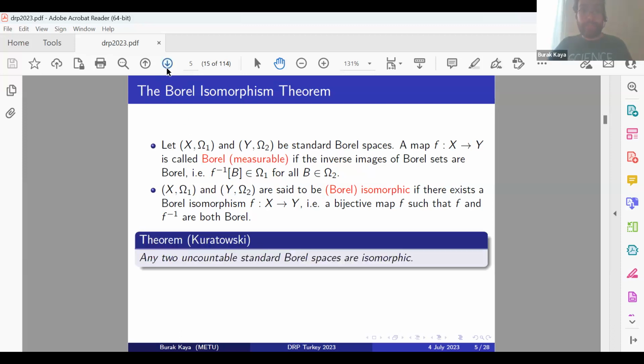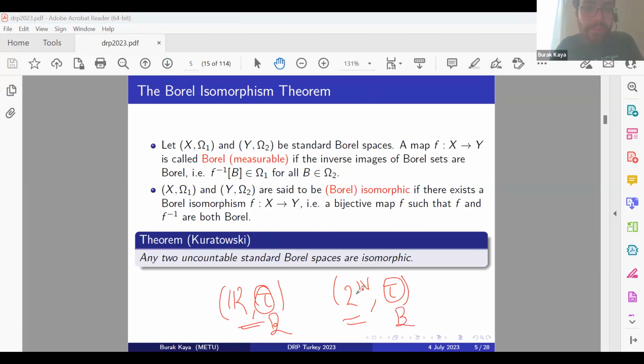Now, here comes the Borel isomorphism theorem. This is due to Kuratowski. Any two uncountable standard Borel spaces are isomorphic, which is kind of interesting because, for example, I know that real numbers with their usual topology and, let's say, the Cantor space, these are not homeomorphic, right? This is totally disconnected. This is connected. But if I forget about their topologies and just look at their Borel structure, then they become isomorphic. Similarly, the Hilbert cube is not homeomorphic to either of these.